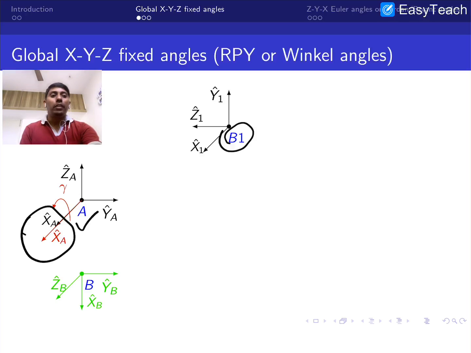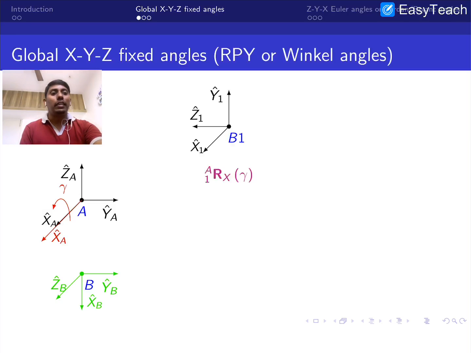So what operation have I done? The x-axis and gamma angle, right? So this is what I have done. Now what I can see here is that the rotation matrix of 1 with respect to A, I can write as the x-axis rotation with the gamma angle. So here the gamma is 90 degrees. Okay. So now I'm trying to do the second operation.